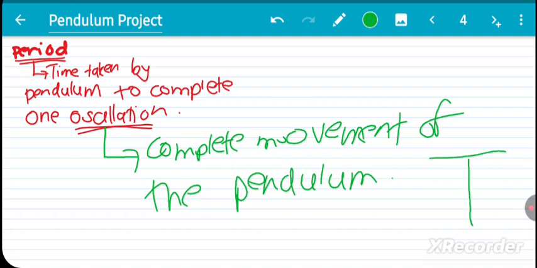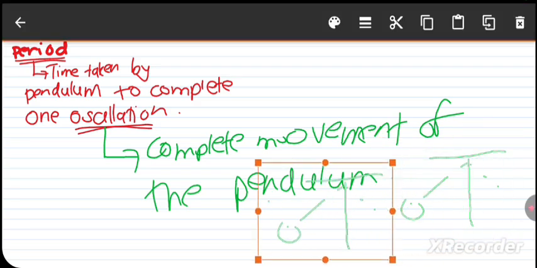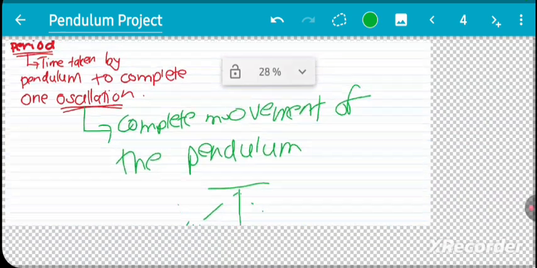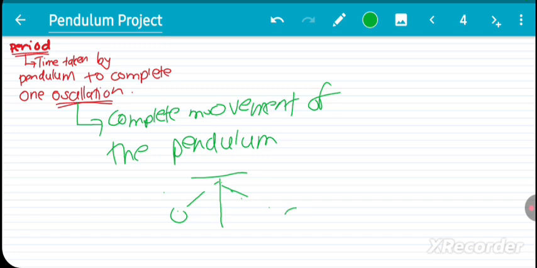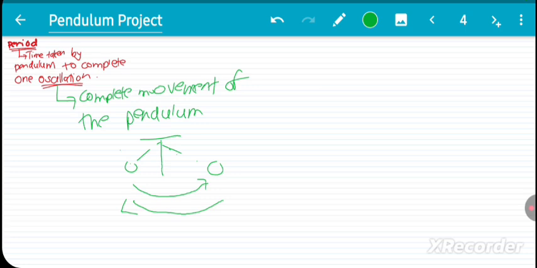So this is just a bit of trivia here. Let me just do this. So this is the complete swing of the pendulum from A to B and then back to A again. Just a piece of trivia there. So that's an oscillation.